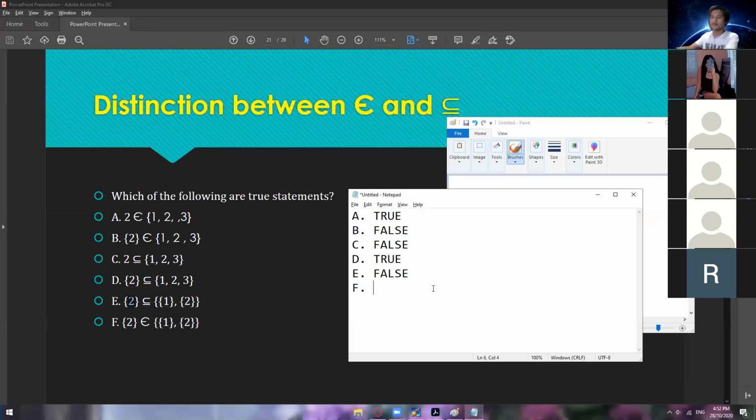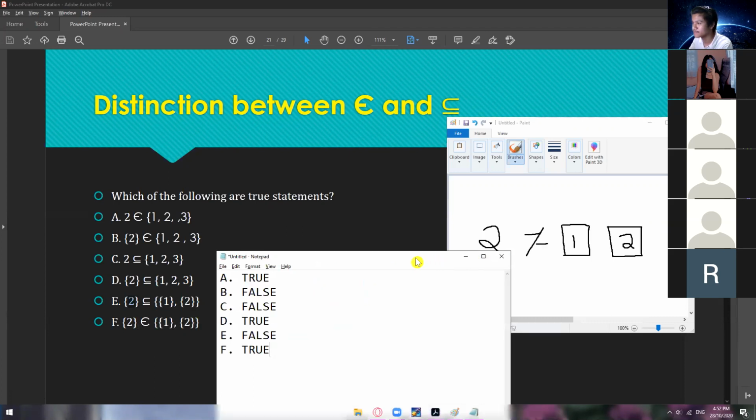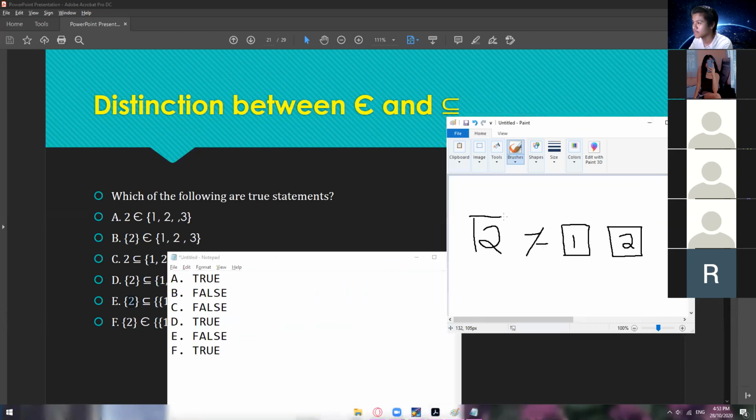How about the last one? Letter F. True. So letter F is true. What we're looking for is a set that is also enclosed as a set on the other side, which is similar to this one. If it were enclosed like this, this one is true since we can find that one here.